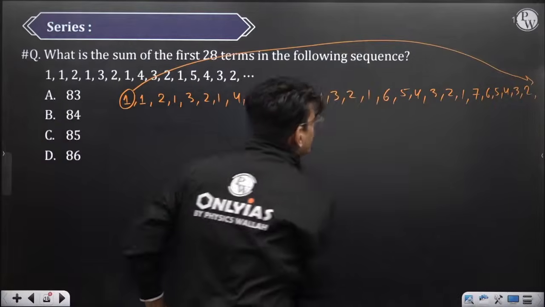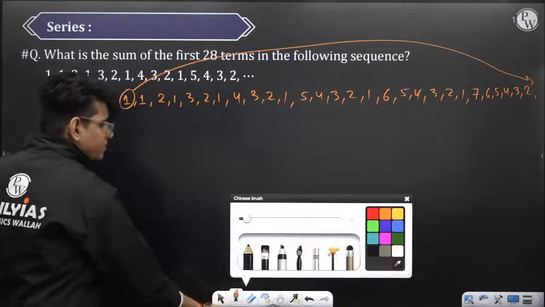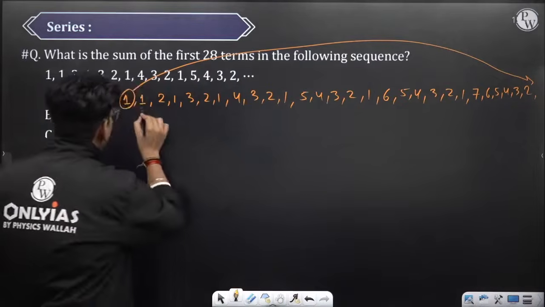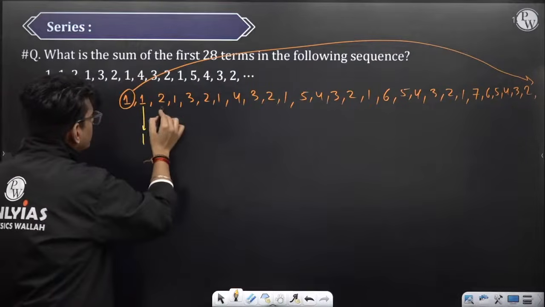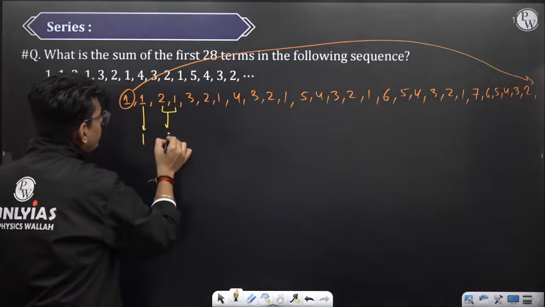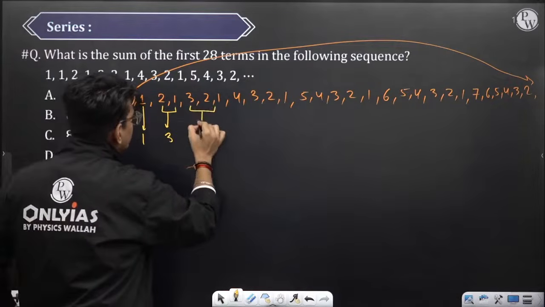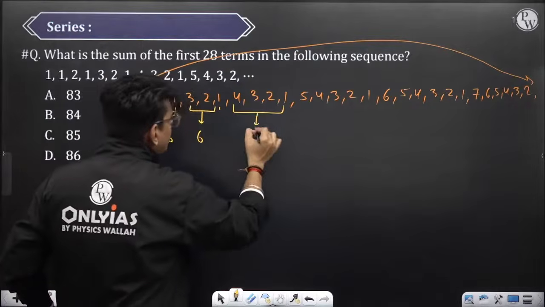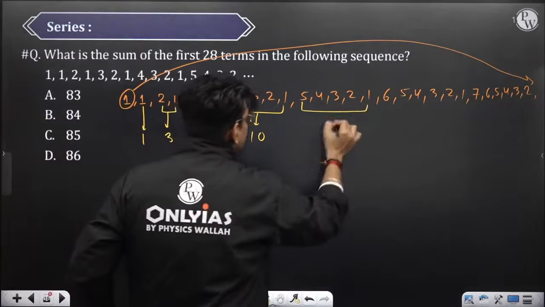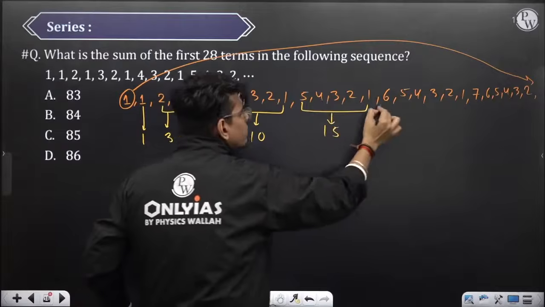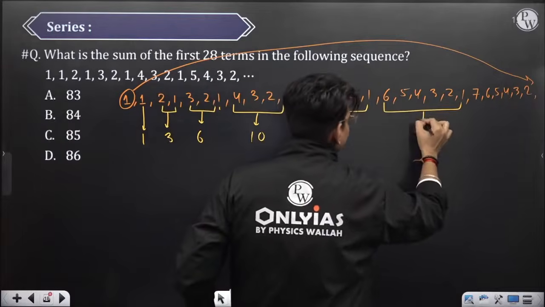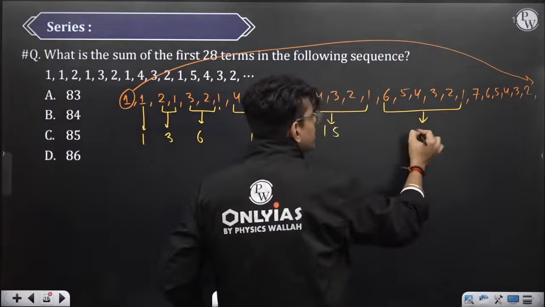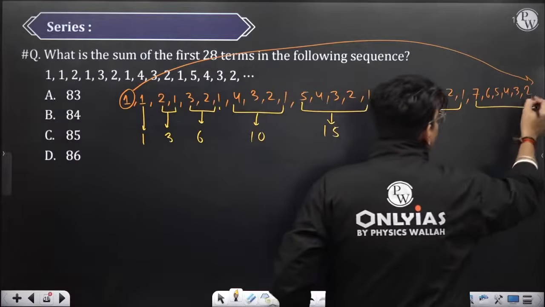Right? 1 there. So the sum for 1 is 1. So sum for 2 and 1 is 3. The sum for 3, 2, 1 is 6. The sum for 4, 3, 2, 1 is 10. The sum for this is 15. The sum for this is how much? 15 plus 6, 21. And the sum for this is 28.